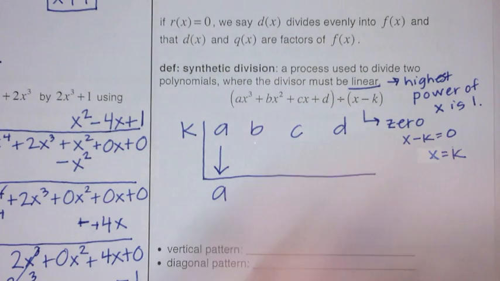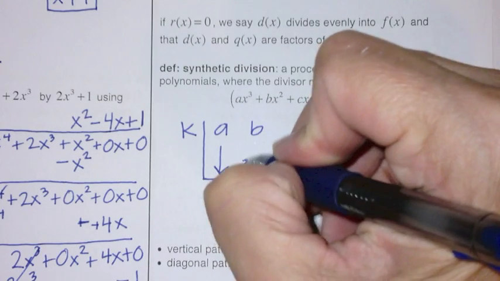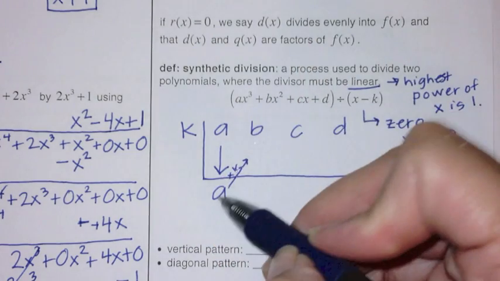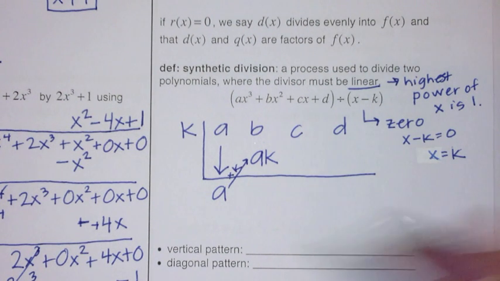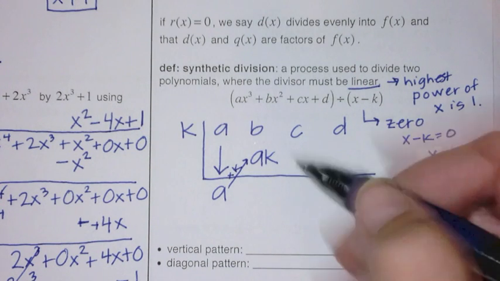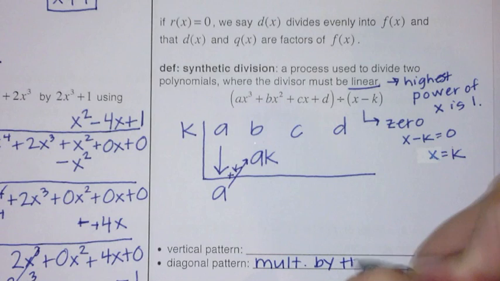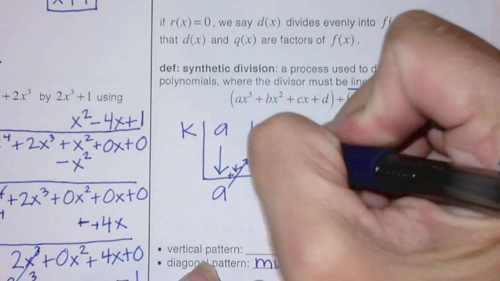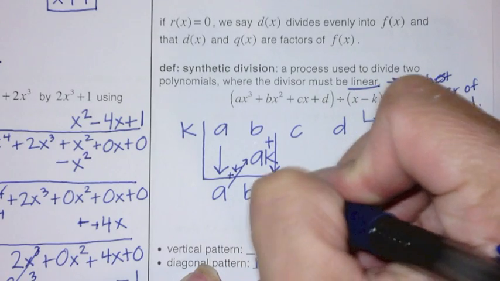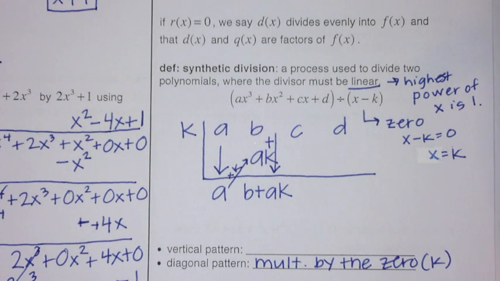And then the way you fill in this spot right here is you multiply by k. So if you want to get to here, you times it by k. So in our situation, a times k would just be ak. When you're actually doing the problem, you'll get a number. So right here where it says diagonal pattern, you're going to put multiply by the 0. Or in this case, it's k. And then your next pattern, which is the vertical pattern, is you are going to add those down. So this would be b plus ak. But again, in these types of problems we're going to be doing, they're going to be numbers, so it's going to be really easy to do.